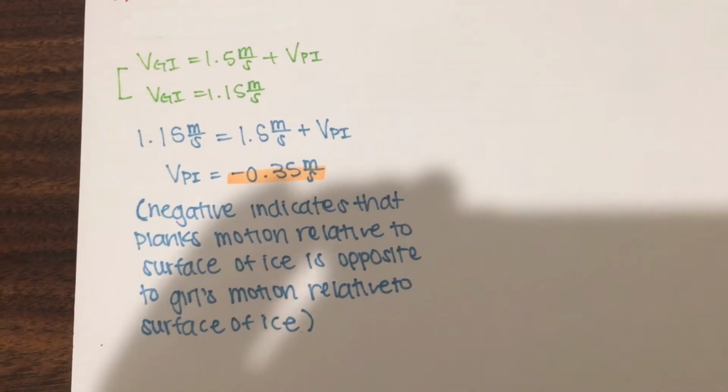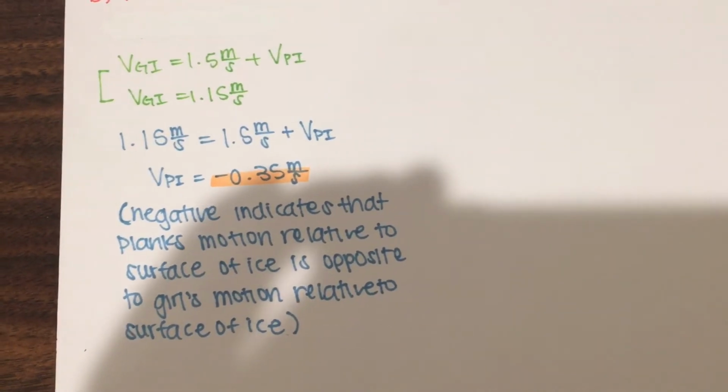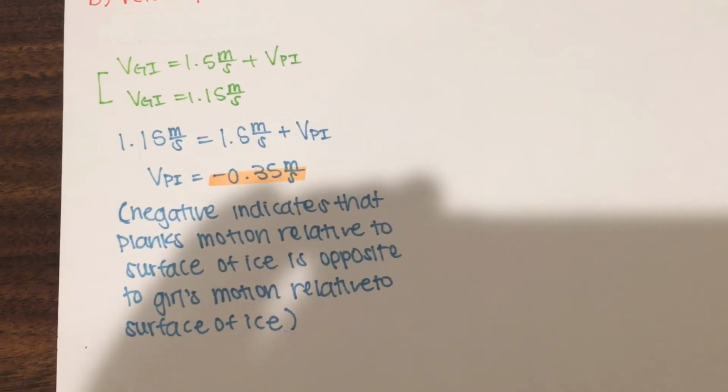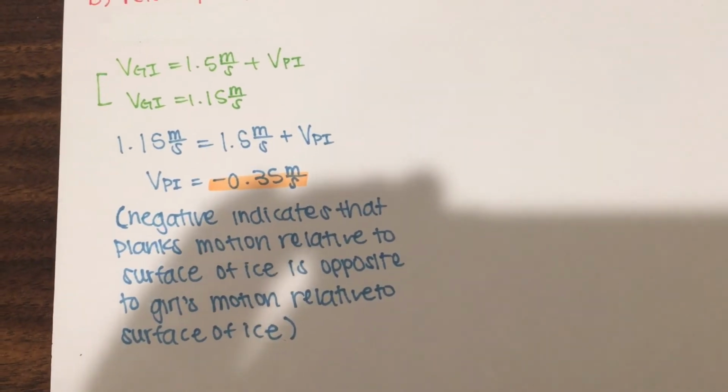The negative just indicates that the plank's motion relative to the ice is opposite of the girl's motion relative to the surface of the ice.